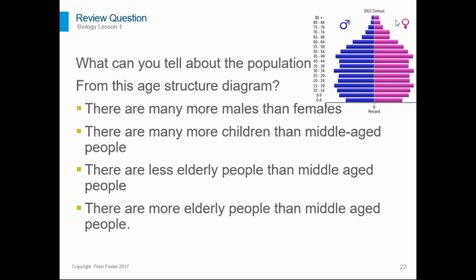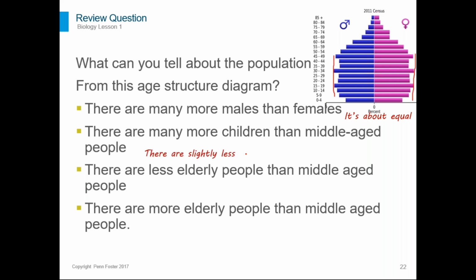All right, awesome. Thanks to you that answered. Everyone that did answer got the correct answer. So from this age structure diagram, there are not actually many more males than females. It's about the same. So these are always kind of split in half, showing the males on one side and the females on the other side. The width of the bars for the females is about the same as the width of the bars for the males. There's actually slightly more females. So that's not the right answer because they're about the same.